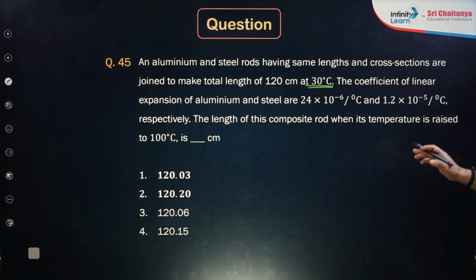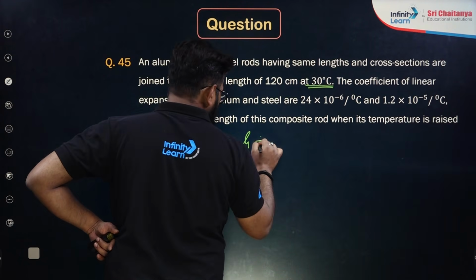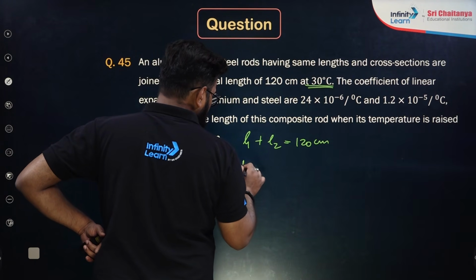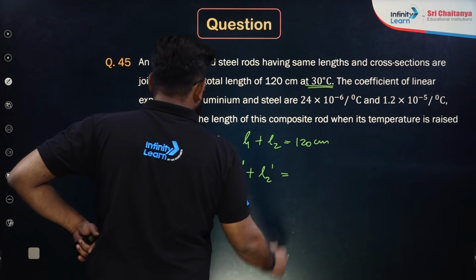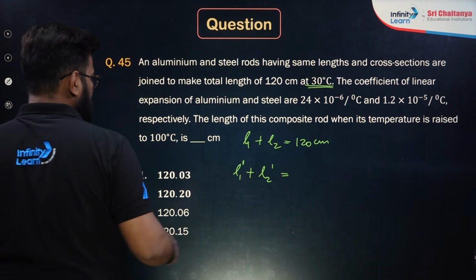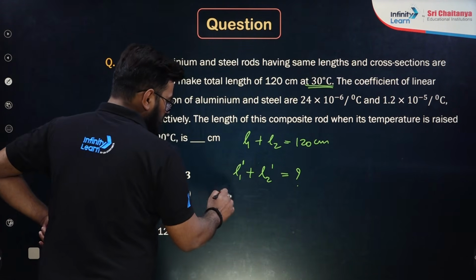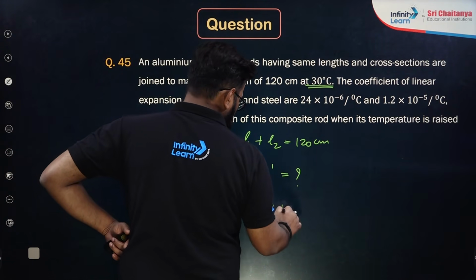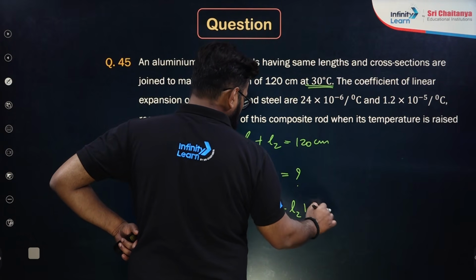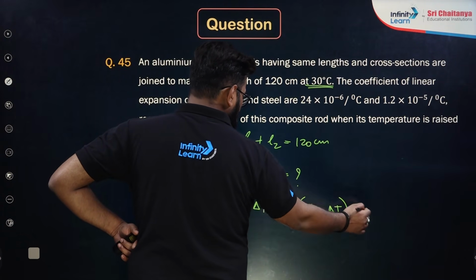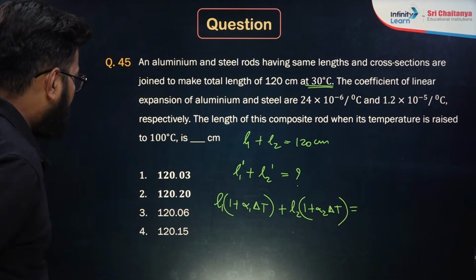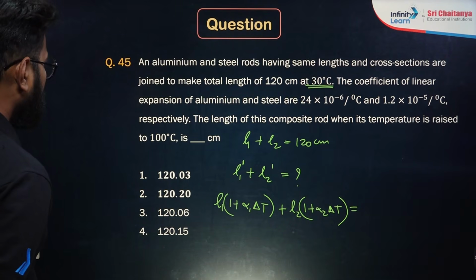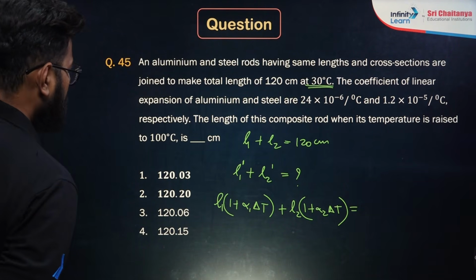You already know the value of L1 and L2. So L1 plus L2 is 120. Now L1 dash plus L2 dash, the length of this composite rod when its temperature is raised. This is what we require. So this can be written as L1 into 1 plus alpha 1 into delta T plus L2 into 1 plus alpha 2 into delta T, right? So L1 plus L2 you already know. Alpha 1 and alpha 2, the values are clearly given to you, right? So I think there is no trouble, you will be able to solve it.